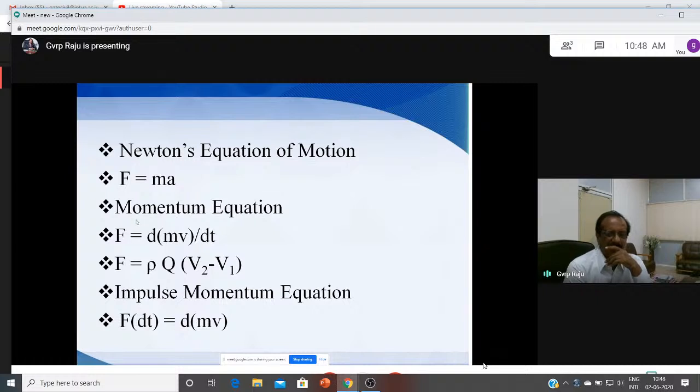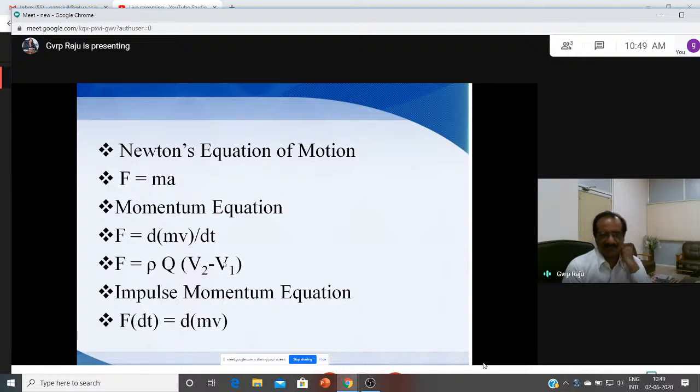Rate of change of momentum is force here, which is the momentum equation, and which is also equal to rho Q if you keep the quantity of water, the discharge, constant. So Q is the discharge, quantity of water flowing through the pipe in meter cube per second, and rho is the mass density. So F is equal to rho into Q into (V2 minus V1). That is the generalized momentum equation.